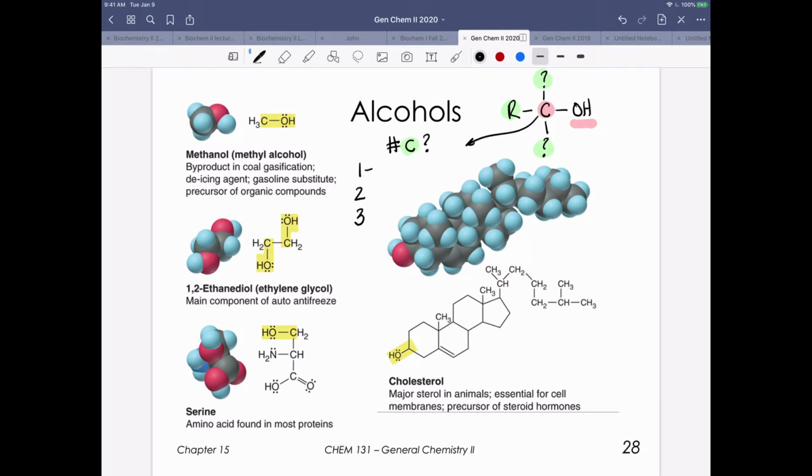If there's one carbon atom, this would be what we call a primary alcohol. Okay, what we have here is going to be a primary alcohol. This carbon atom is connected to one other carbon atom. So this is going to be a primary alcohol.